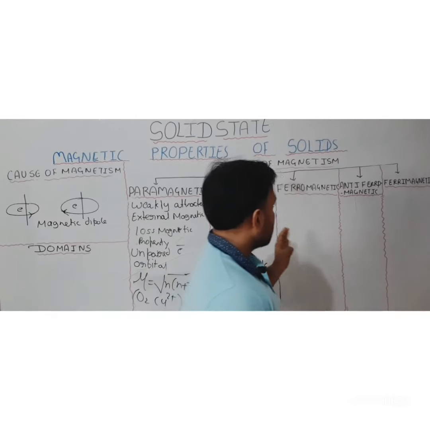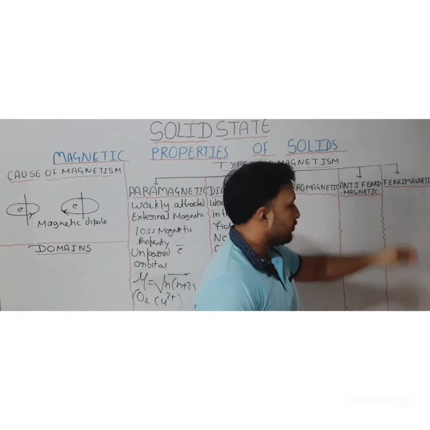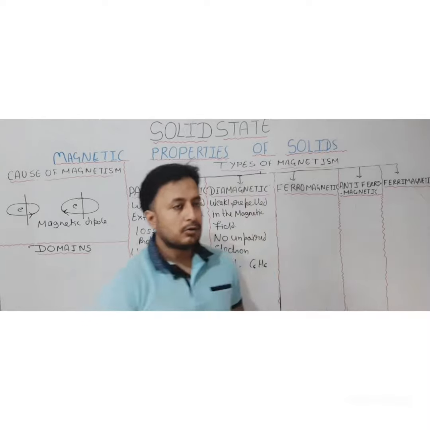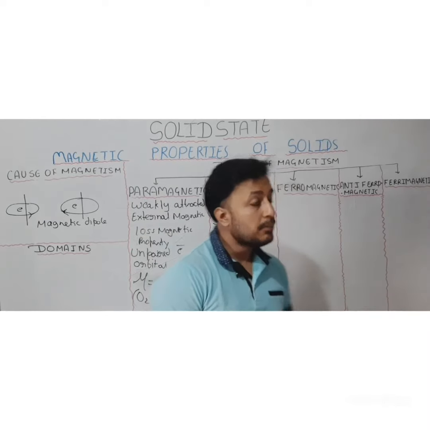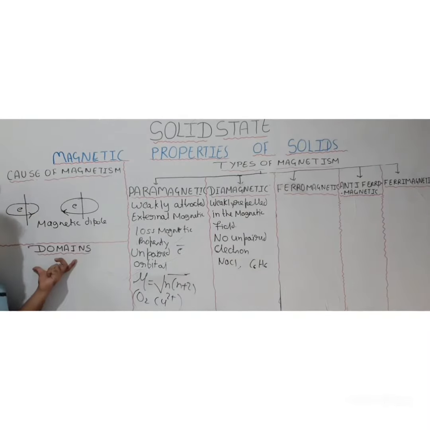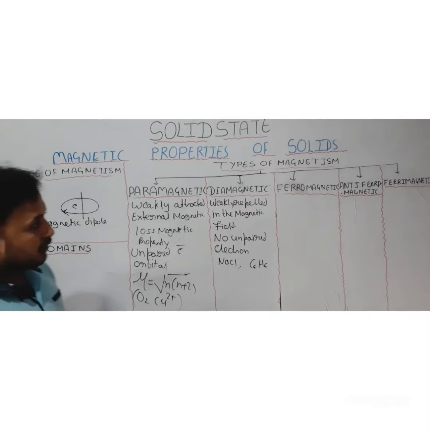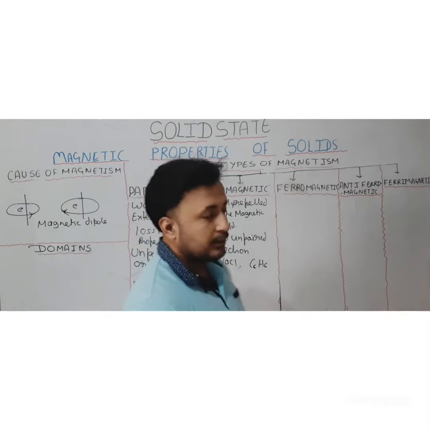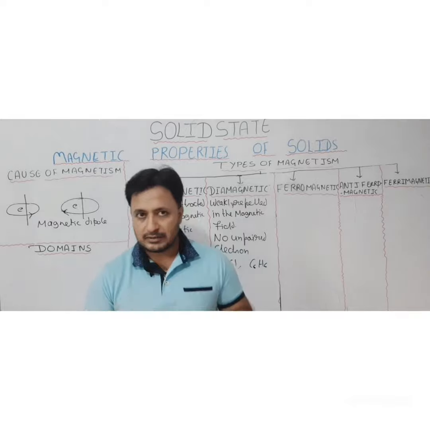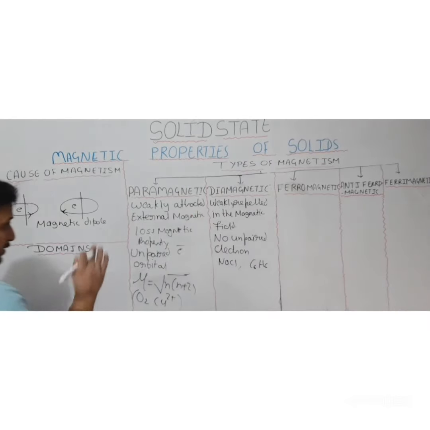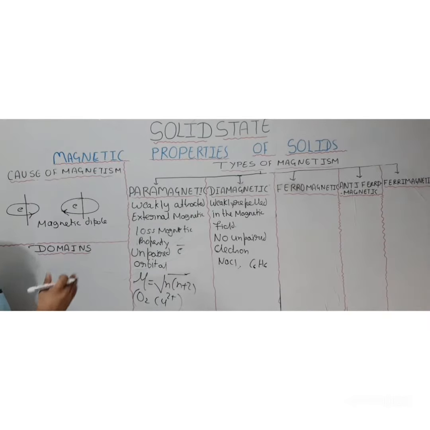Before we study ferromagnetic, antiferromagnetic and ferrimagnetic substances, you must understand one important factor, that is known as domains. Actually, we classify these types of magnetic substances on the basis of the domains. Now what are these domains? These substances, ferromagnetic, antiferromagnetic or ferrimagnetic, are basically transition metals.